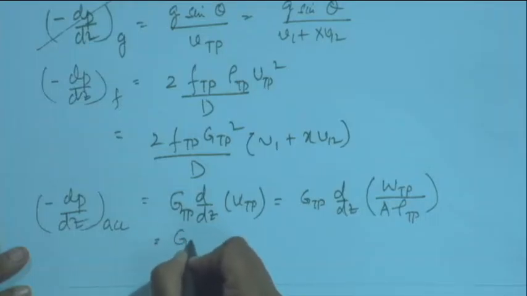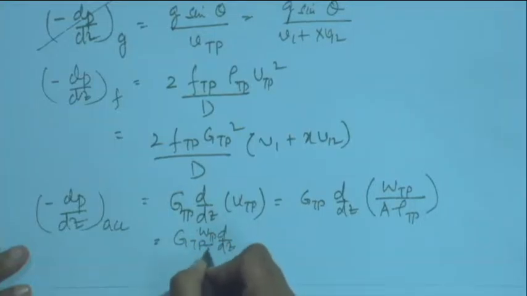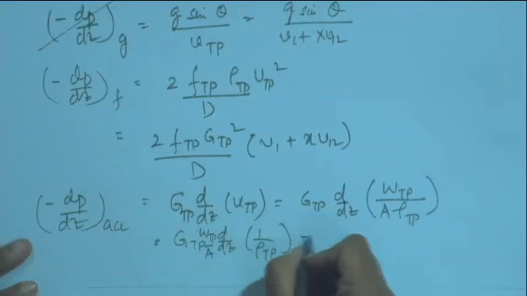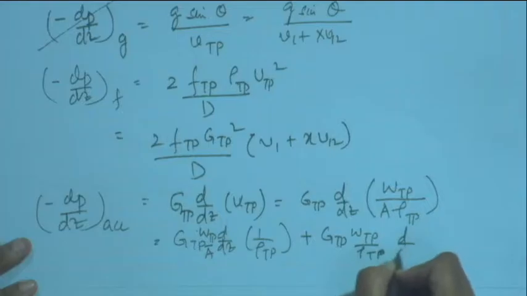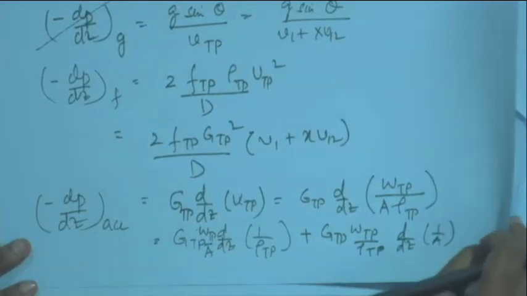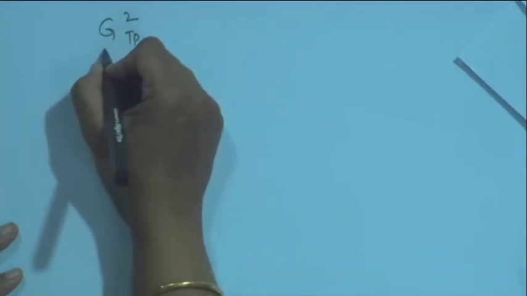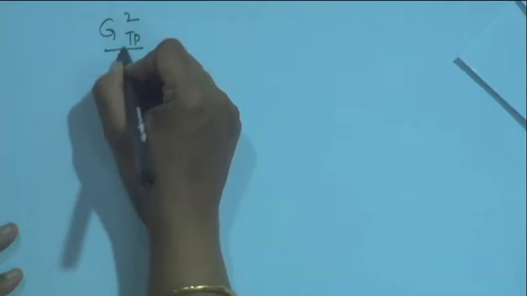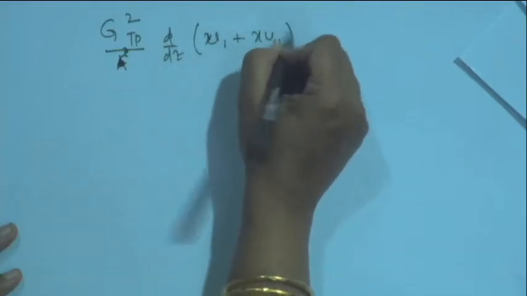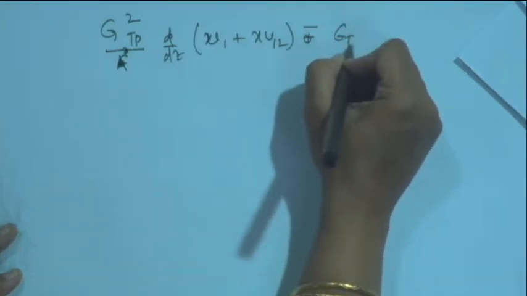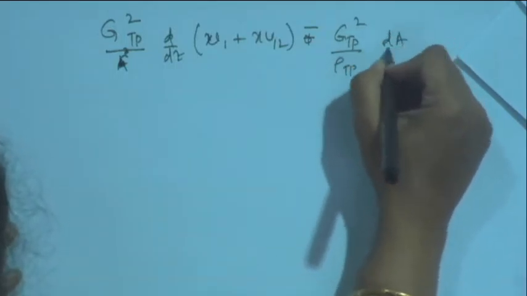Accordingly, this particular term can be expanded as G_TP into W_TP by A into d/dz of 1 by rho_TP, plus G_TP W_TP by rho_TP into d/dz of 1 by A, which can again be expanded as G_TP square into d/dz of V1 plus x V12, plus minus G_TP square by rho_TP dA/dz.